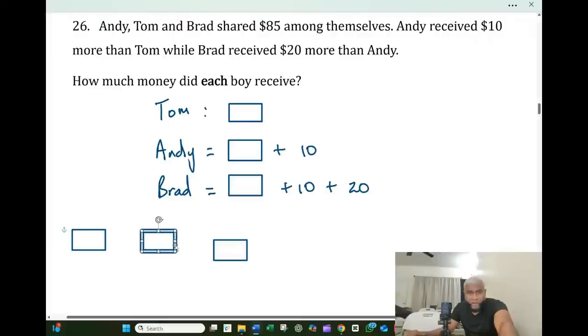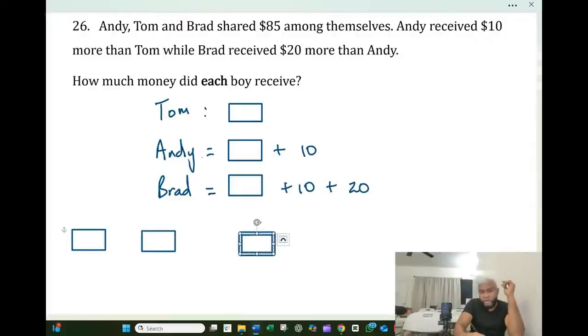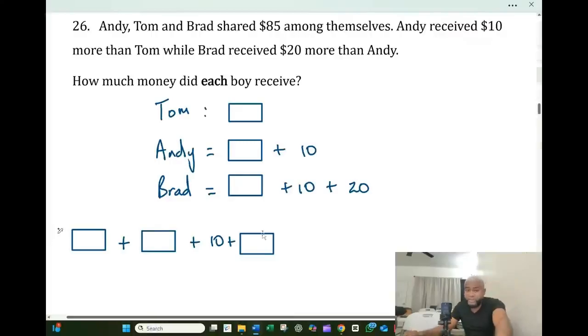So we have Tom's box. Tom's box is first, so it's going to be Tom's box plus Andy, which will be represented by box plus 10, plus Brad, which will be box plus 10 plus 20. That is 30. Could I just put 30?